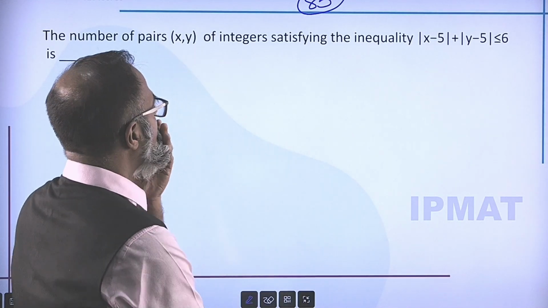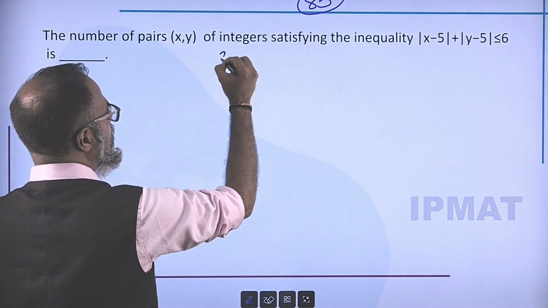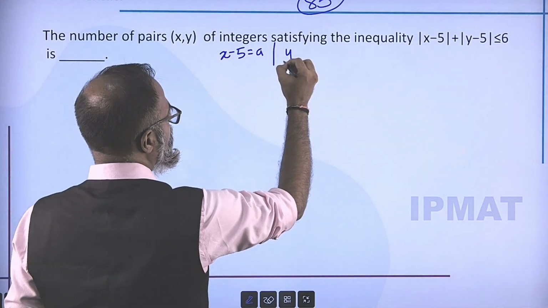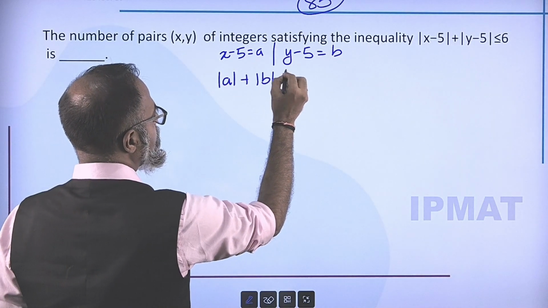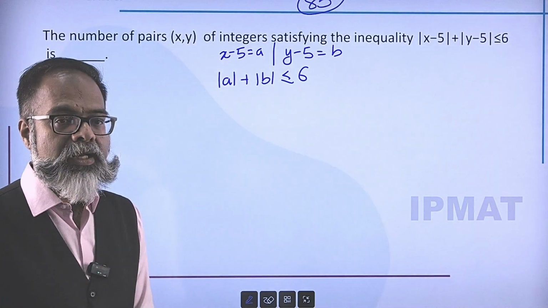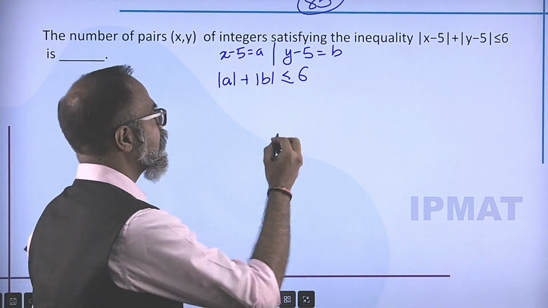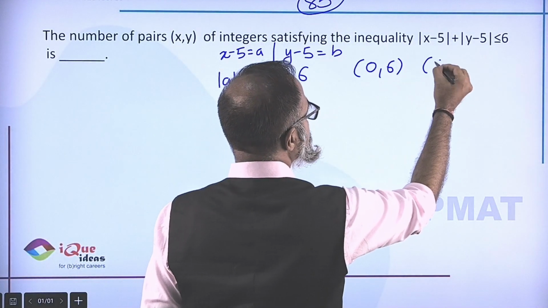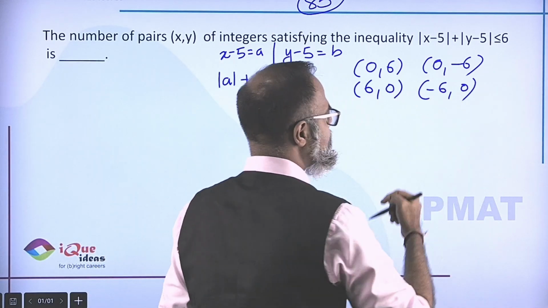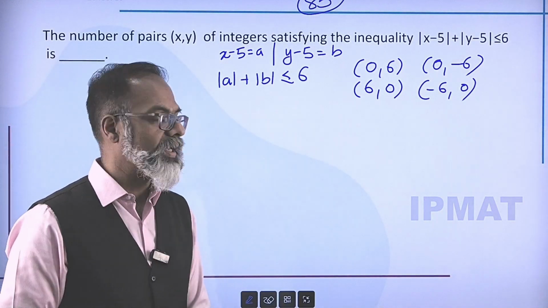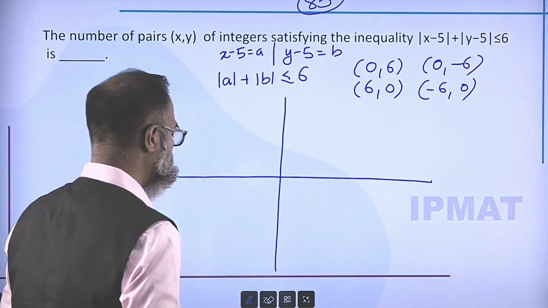Okay, so I'm going to start the same, where I say mod x minus 5 plus mod y minus 5 is less than or equal to 6. I'm assuming x minus 5 is a, y minus 5 is b. So mod a plus mod b is less than or equal to 6. So I know that the extreme values are 0, 6, or 0 and minus 6, or 6 comma 0, or minus 6 comma 0. These are the four extreme values of the numbers. Okay, let's see where we can plot this on a graph.